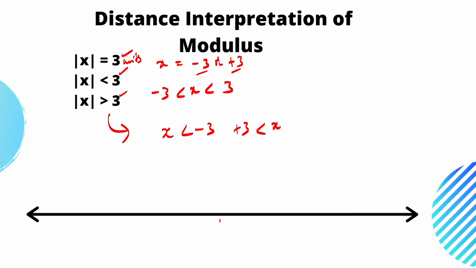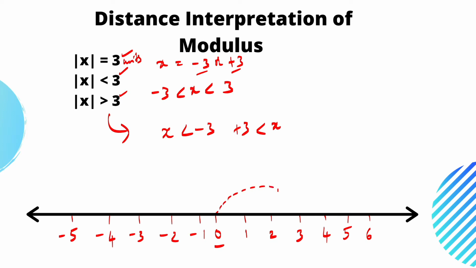If we interpret this on a number line, this is 0. If we take 0 as the reference point, in the first case modulus of x is equal to 3, that means the distance from 0 is 3, hence it can be 3 from 0 to this side, or it can also be on the left hand side, right? So the distance is 3 units. It can be from 0 to plus 3, it can also be 0 to minus 3. In both the cases, the distance covered is 3 units.